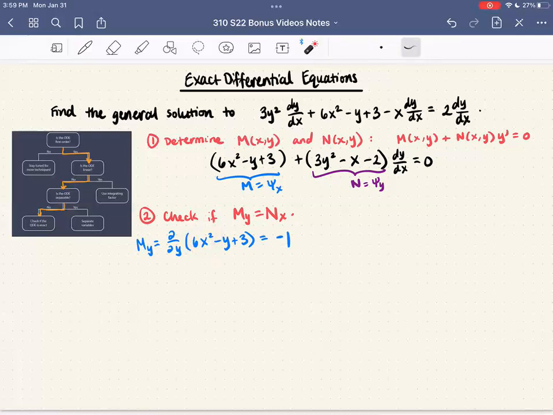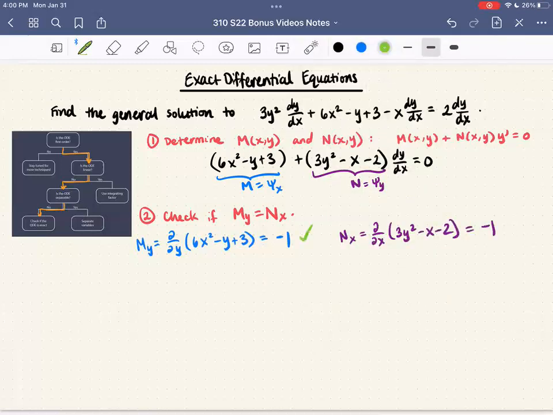So the partial with respect to y of that is 0. Partial with respect to y of 3 is 0. And the partial of negative y with respect to y is negative 1. All right. Next, we want to compute n sub x. So we take the partial with respect to x of 3y squared minus x minus 2. Similar story, we also get negative 1 here.